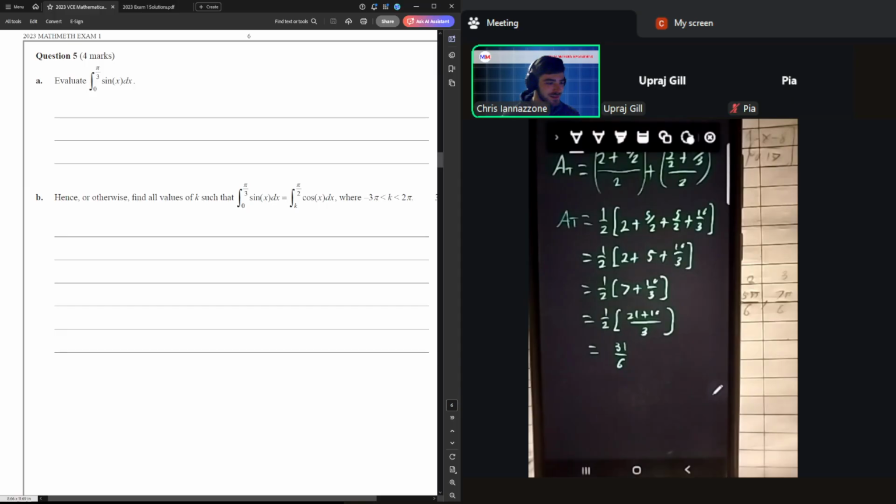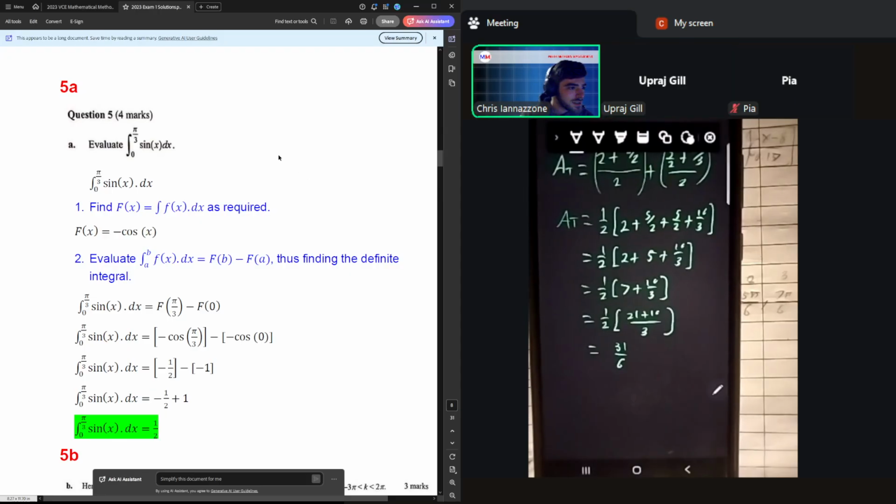I was about to say pi on 6. That is one of them. Yep, so you're on the right track. Then that means it's 5 pi on 6 as well. Yep, that's another possibility. Let's see, it will be negative 7 pi on 6, yep, and negative 11 pi on 6. Those are all good.